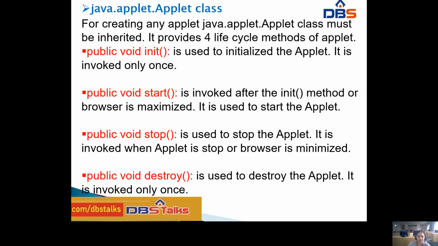The java.applet.Applet class provides how many life cycle methods? Four. For creating any applet, the java.applet class must be inherited. It provides four life cycle methods of an applet. The first one is the public void init method.